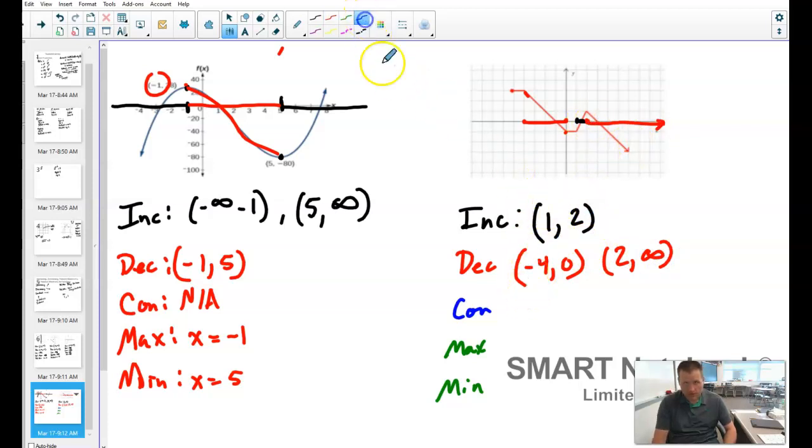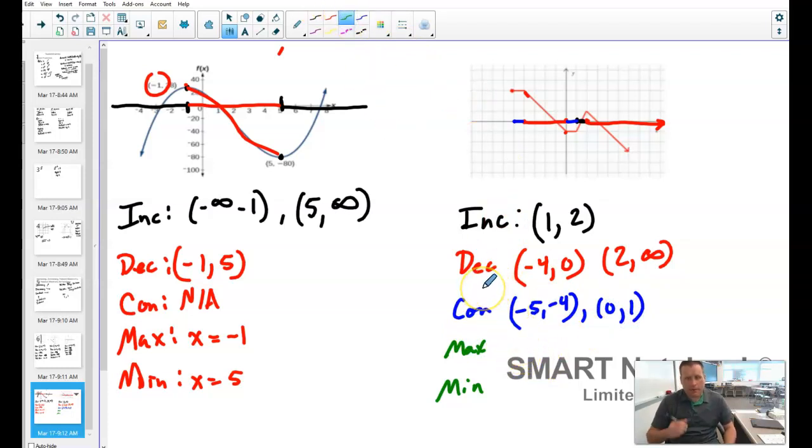There is some constants in this. There's a piece of constant right here. And then right down here, that would be from this point to this point. And then from this point to this point. So that's going to be from negative 5 to negative 4. And then also from 0 to 1 would also be where I'd find that.